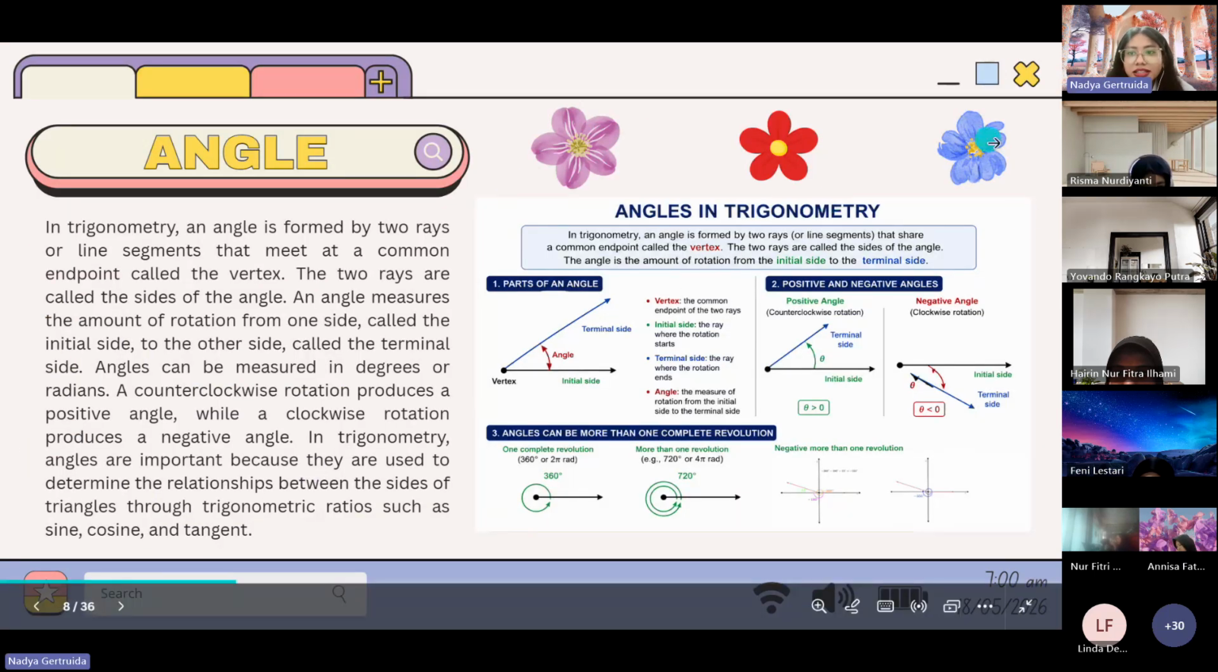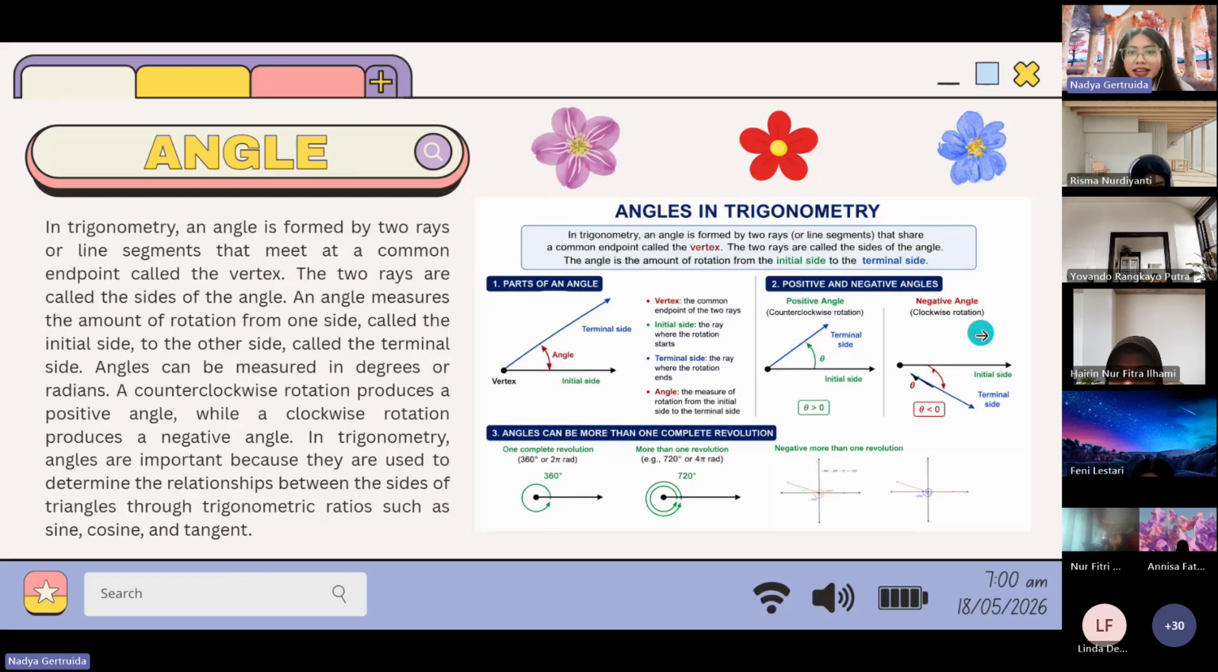For the picture on the right, this is about the parts of an angle. As you can see, this point is called the vertex, the horizontal line is called the initial side, and the blue line is called the terminal side. And this is the angle, the measure of rotation from the initial side to the terminal side.